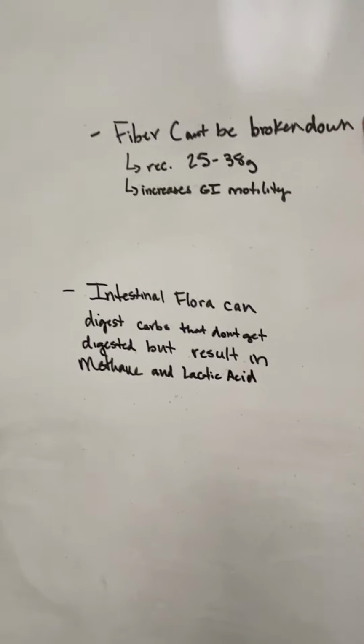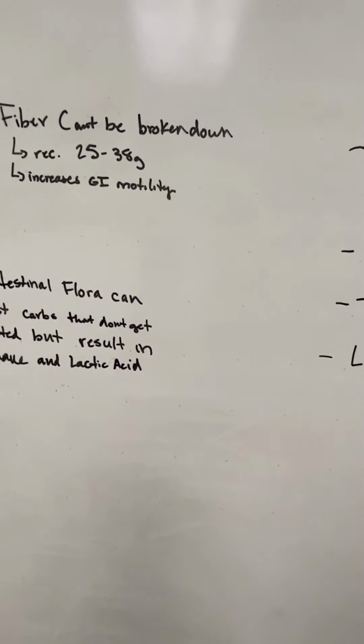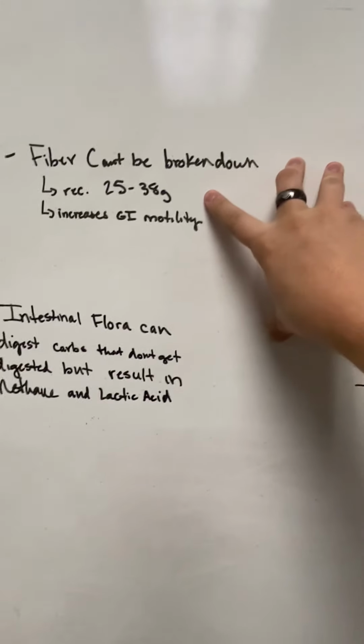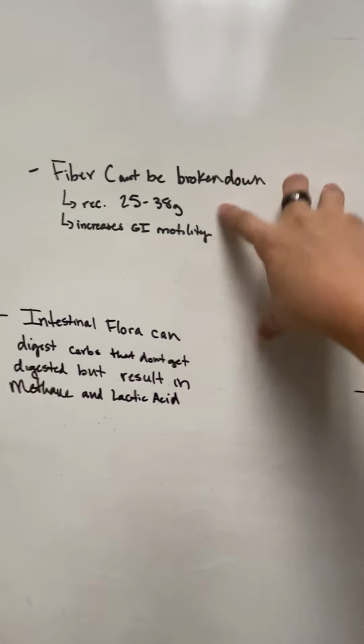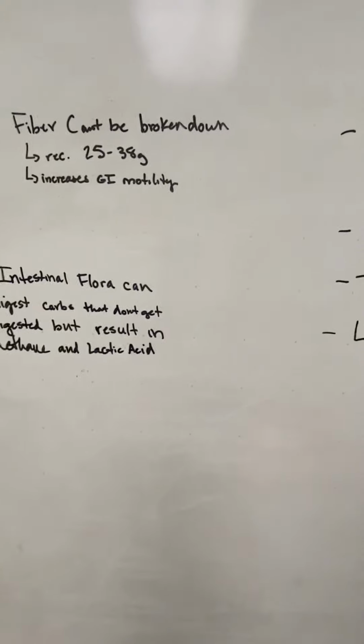Couple notes: fiber cannot be broken down, or cellulose is the sugar, right? We're recommended to have 25 to 38 grams, and that's because it increases GI motility, so you're able to move stuff out of your GI tract.